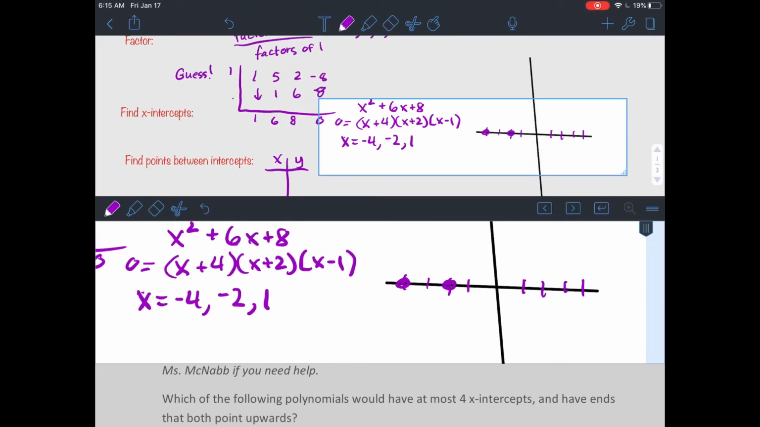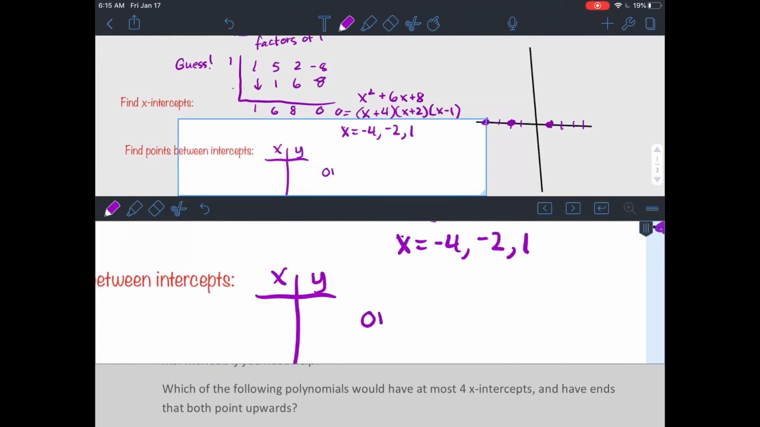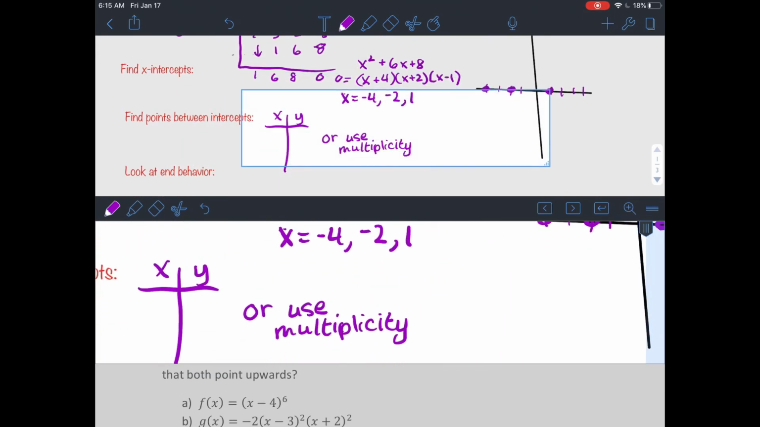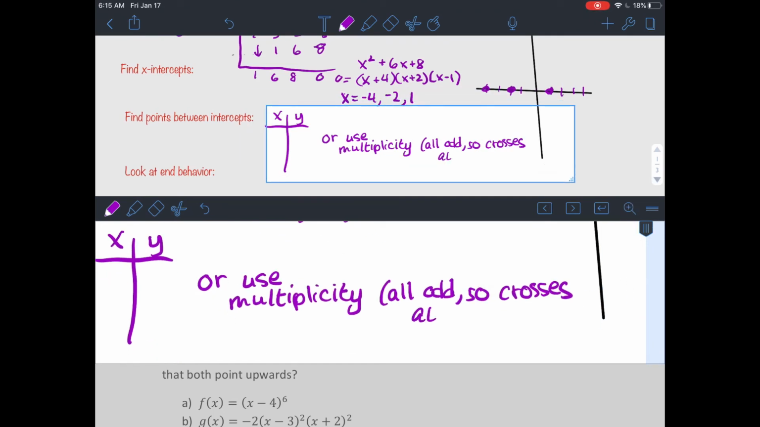And I'm actually going to tell you another way. Besides plugging in additional points, you could use the multiplicity of your factors to determine whether your graph crosses or just touches at those x-intercepts. It won't be quite as accurate, but it'll still give you a decent, reasonable shape, so I'm okay if you do this. All of our multiplicities for these zeros are odd because every factor is to the first power. So it's going to just cross at every single x-intercept. It's not going to touch any of them and bounce back. It's going to cross.